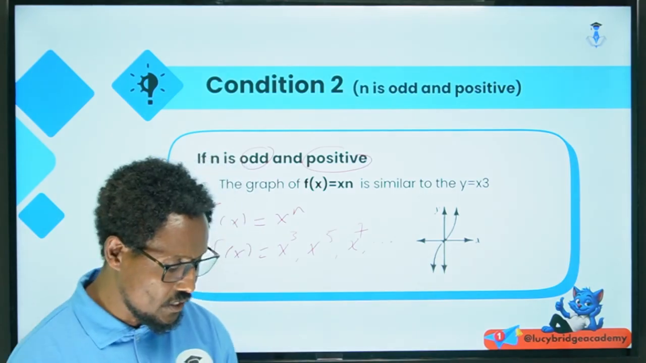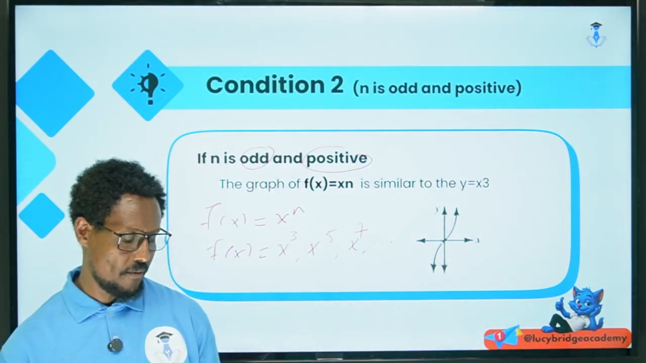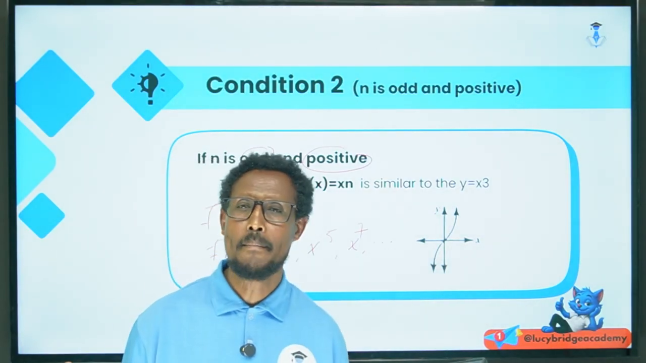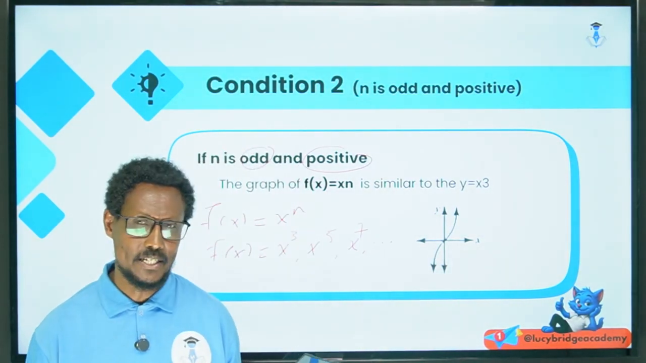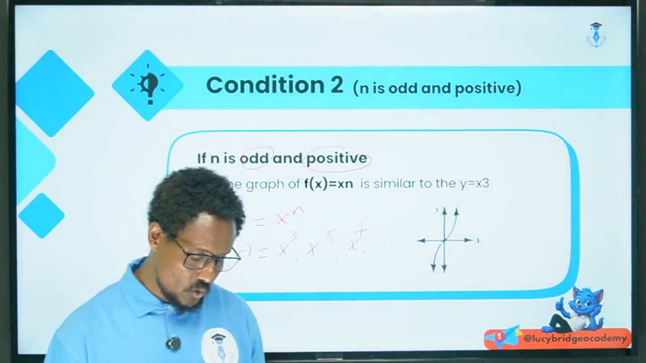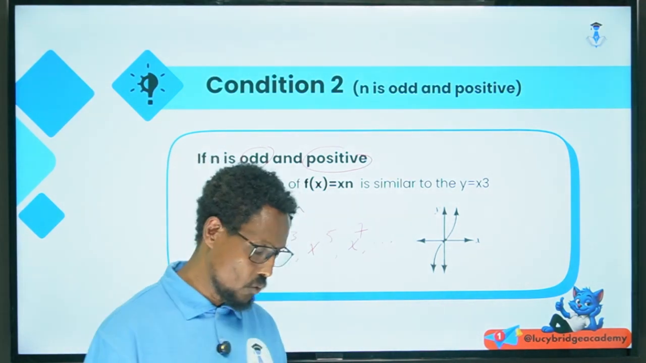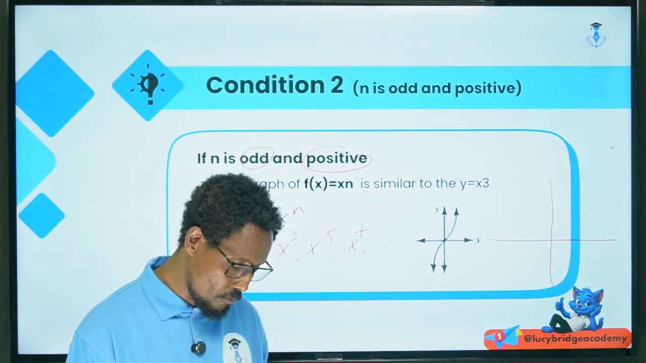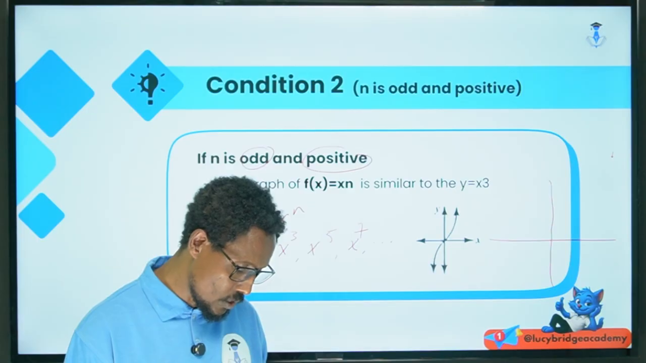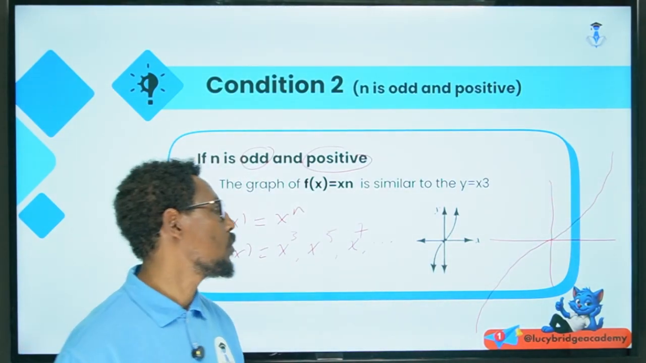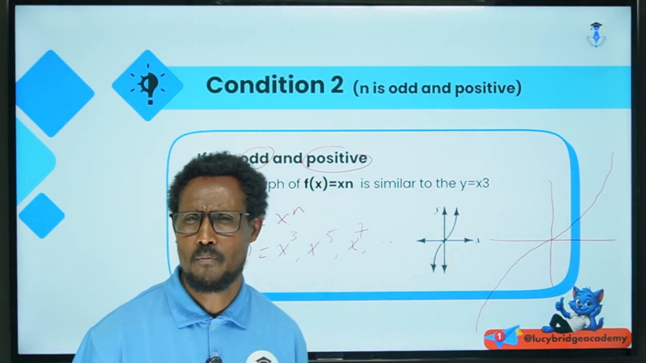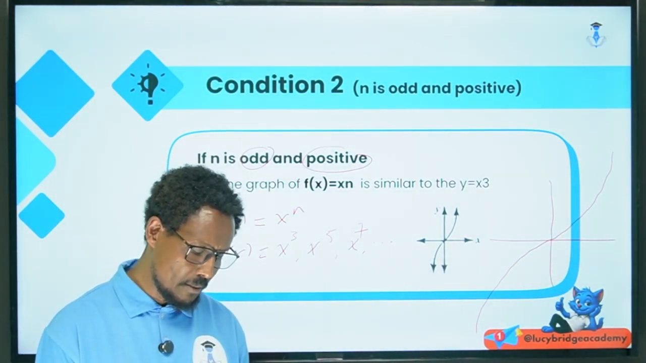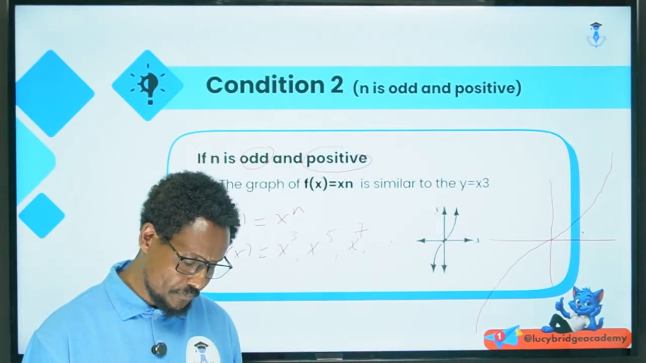Okay, all these functions, x to the power of 3, x to the power of 5, x to the power of 7, x to the power of 9, x to the power of 11 and so on, all have the same characteristics. They have common characteristics, and their graph looks like this, a curve from top right to left bottom. The graph looks like this one, and then let me see the properties. All right, what is the property?